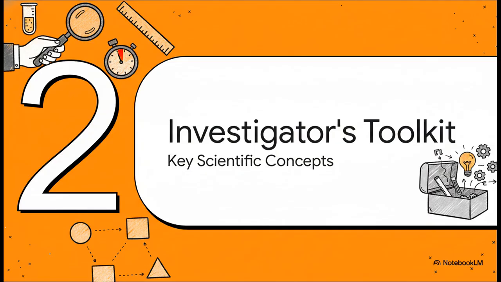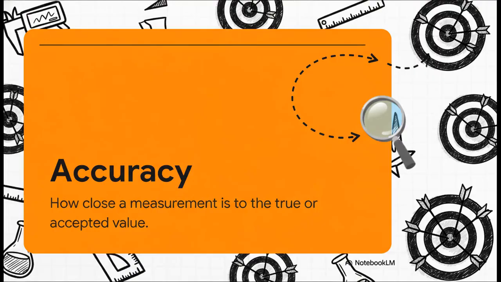Now, to figure out which of our scales we should trust, just knowing what they are isn't enough. We need the right concepts. So let's open up our investigator's toolkit and get fluent in the language of measurement. First tool in the kit, accuracy. It's really simple. Accuracy is all about correctness. How close is your measurement to the real, true value? The easiest way to think about it is like a dartboard. Accuracy is how close you get to hitting that bullseye.